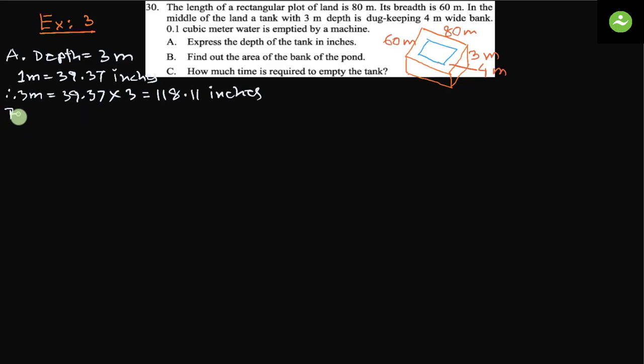B. Find out the area of the bank of the pond. This is the bank. It is 4 meter wide, but we need to find actually the area of the plot and area of the pond. And if we deduct area of the pond from area of the plot, we can get the area of the bank.